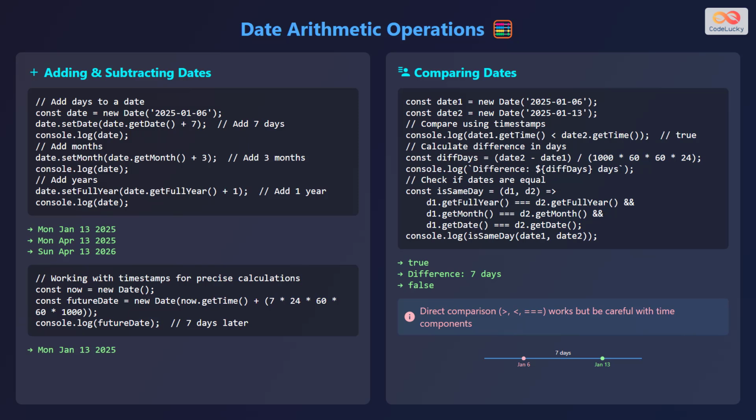Direct comparisons using greater than, less than, or equals work, but they should be done very cautiously since time zone components may come into play while comparing them. So it's better to use the getTime method for comparisons. This timeline visualizes the difference between two dates, for example, from January 6th to January 13th, which is a 7-day difference.